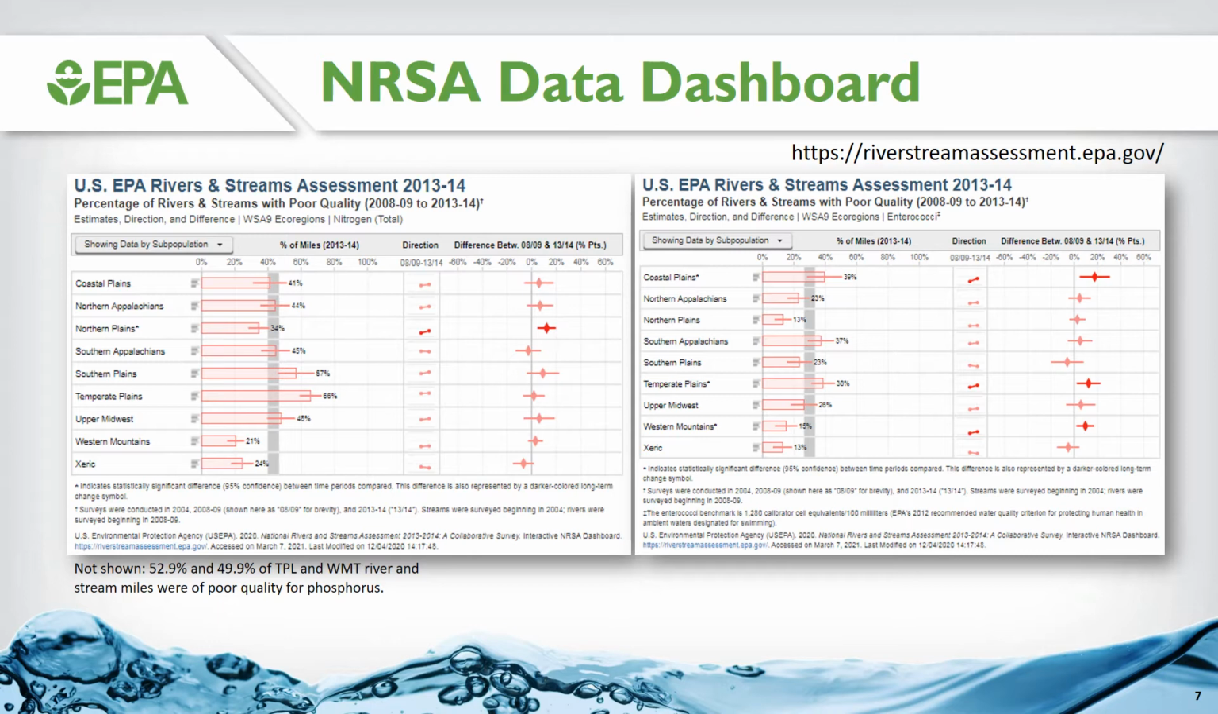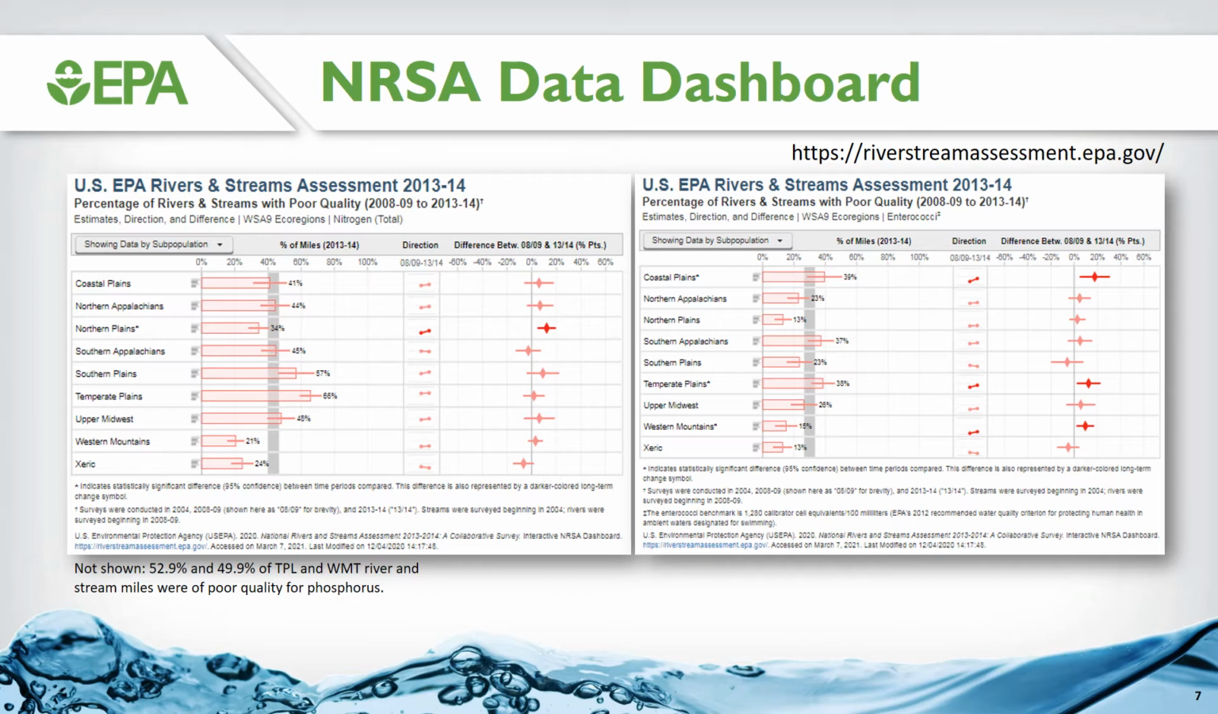The temperate plains are primarily agricultural land for crop, hog, and cattle production. The EPA found that more than half of temperate plains, river, and stream miles were of poor quality for total nitrogen and total phosphorus. For fecal pollution, 38.5% of the miles were above the health criterion.